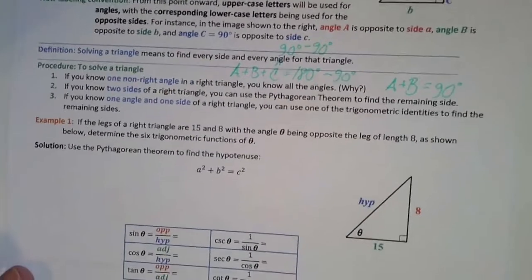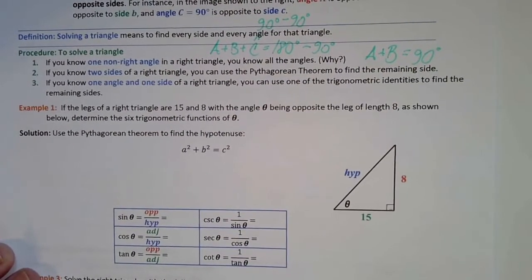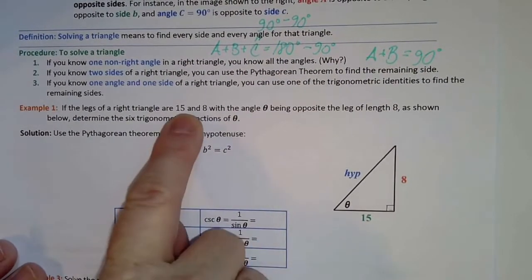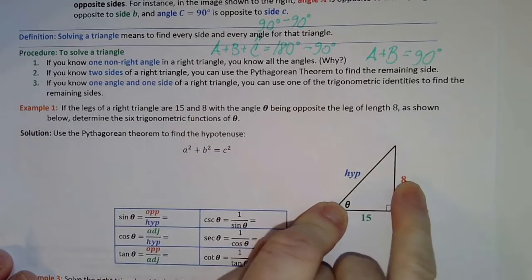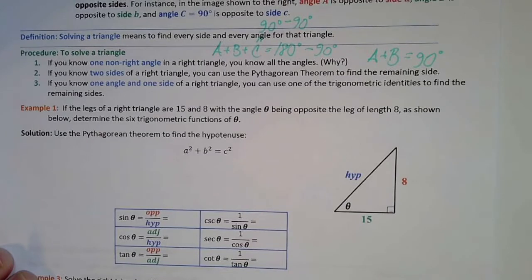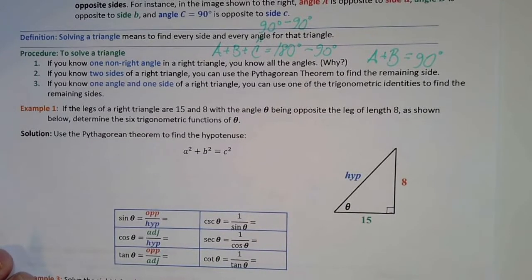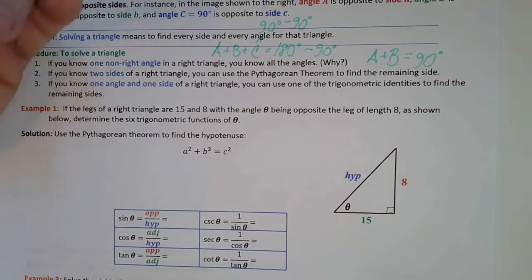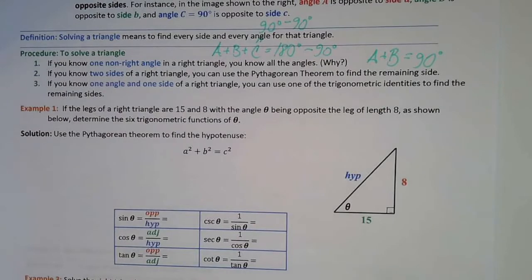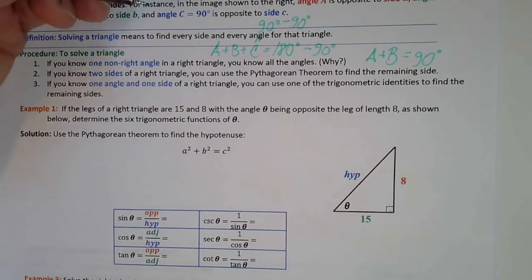Okay, so let's start with an example where the legs of a triangle are 15 and 8, and the angle theta is opposite the side of length 8. We want to find the 6 trig functions for theta. And I think this question is the last theta question in this section. So we're fond of theta.